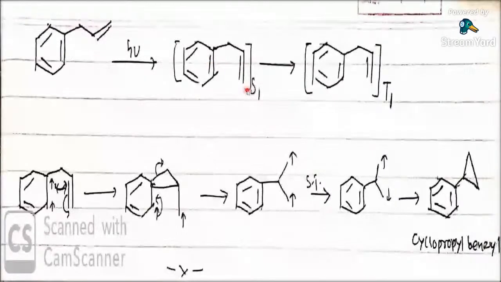Initially they will go to the singlet state, then they will move to the triplet state, and then they will form the diradical at this position. After that, the diradical which is formed will form a bond with this entity, and as a result this bond will open up at this position, and it will undergo spin inversion and give you the cyclopropyl benzyl entity as a product.